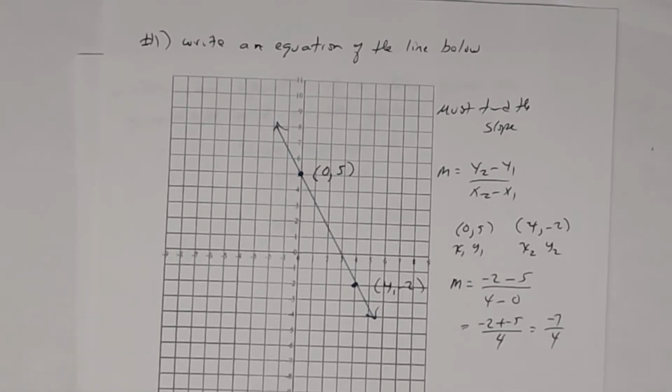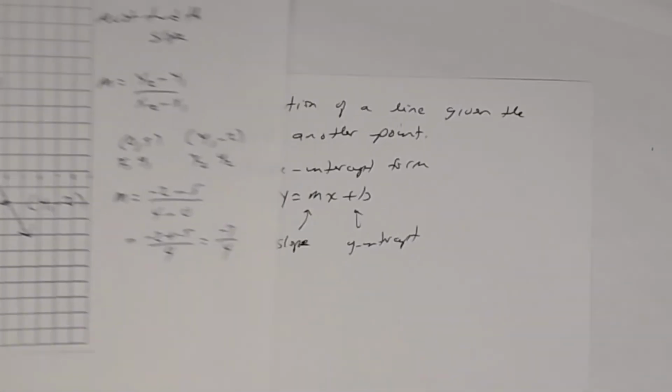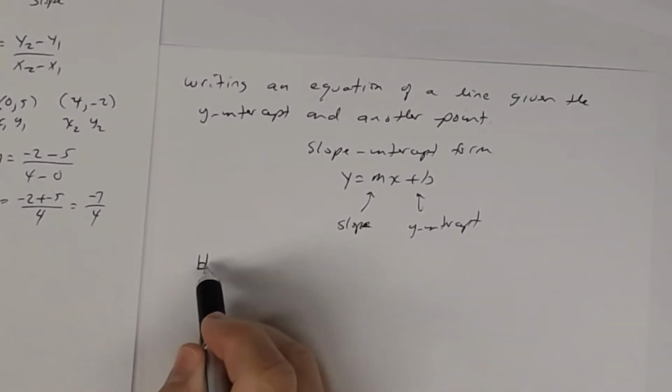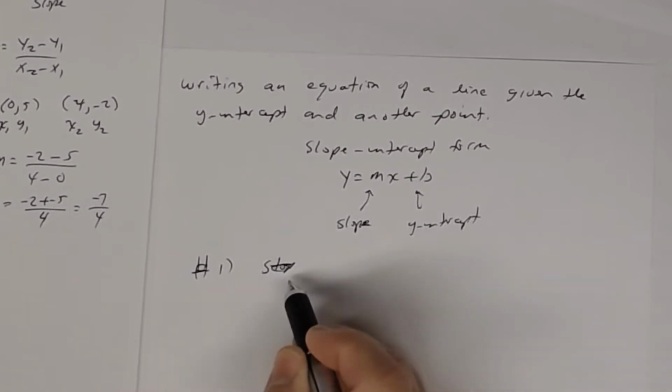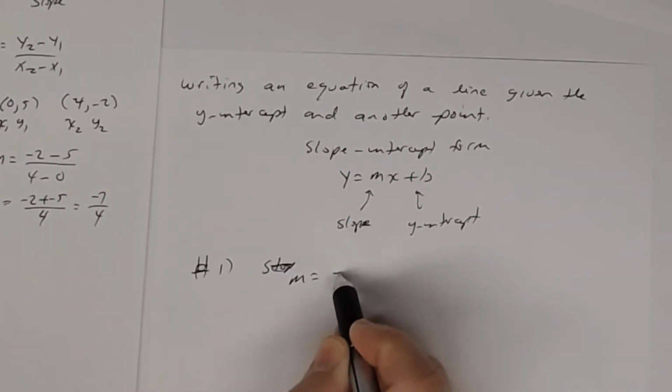All right, so right now I have this. Now listen carefully. I'm going to go back right here, and we're going to look at number 1. Number 1, the slope, I'm going to put it as m. So number 1, m equals negative 7/4.